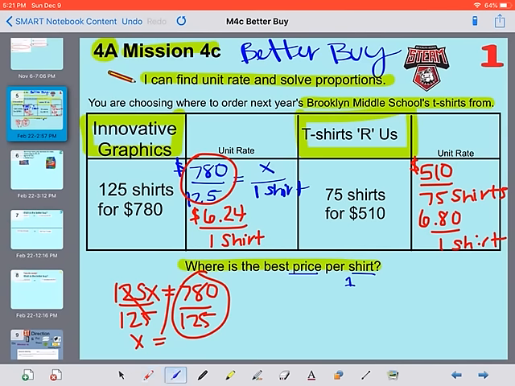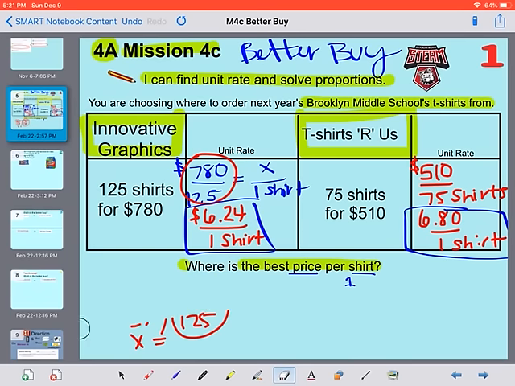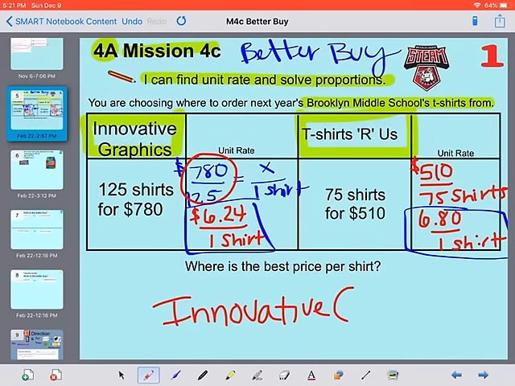So which is the better buy? $6.80 for one shirt or $6.24? Well, clearly it's cheaper to buy it at Innovative Graphics, where we only have to pay 24 cents instead of 80 cents. So our answer, Innovative Graphics. If they asked you to explain, you could say, because for the price of one shirt, it's only $6.24 instead of $6.80.